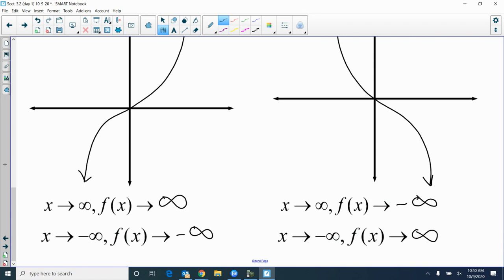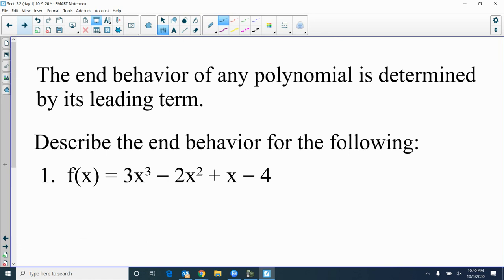There's just one term. But what about like f of x equals 7x to the fourth minus 2x squared plus 3x minus 2. Just looking at that, where's its end behavior going to be? Okay, are they going to open up, open down? What's it going to look like? Okay, and it's really pretty straightforward. The end behavior of any polynomial.